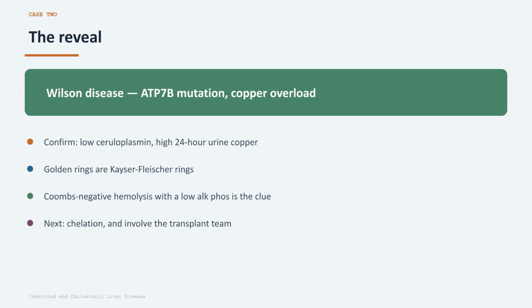This is Wilson disease, a recessive disorder of copper transport caused by mutations in the ATP7B gene. Confirm it with a low serum ceruloplasmin and a high 24-hour urinary copper. Those golden brown rings are Kayser-Fleischer rings, copper deposited in the cornea. The combination of Coombs-negative hemolysis with a disproportionately low alkaline phosphatase is the classic clue. Her ratios fit too. Alkaline phosphatase to bilirubin is under 4, and AST to ALT is above 2.2. Start chelation, and involve the transplant team early because her INR is rising.